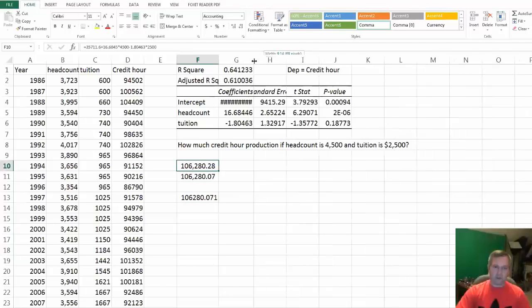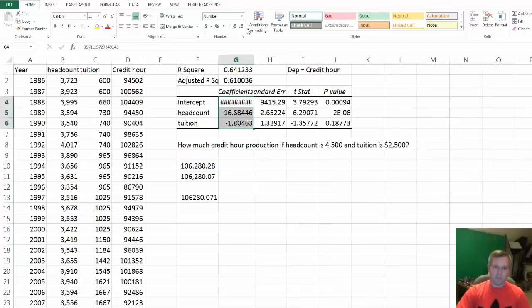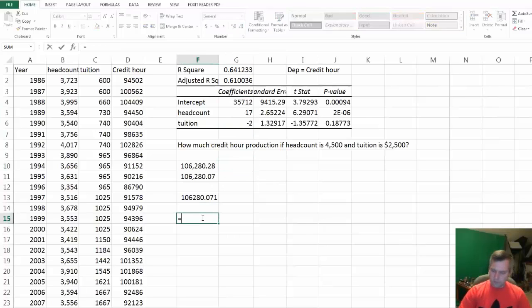And again, if you went really extreme the other way, and chopped it all down without having any decimal places at all, equals 35712 plus 17 times 4,500 minus 2 times 2,500. I'm way off on that one. So if I didn't use any decimal places at all, I'd be 1,000 credit hours off. But the most accurate you're going to get is to just refer to the cells directly instead of typing in 35,712.